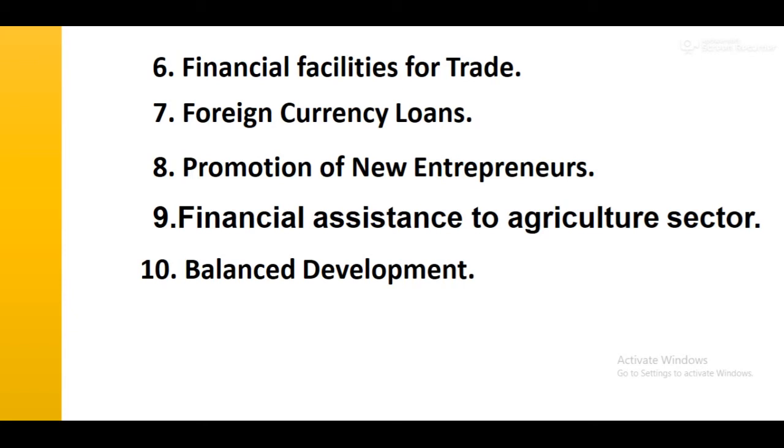Apart from those points, financial facilities for trades: commercial banks help in financing both internal and external trades. The bank provides loans to retailers and wholesalers to purchase goods in which they deal. They also help in the movement of goods from one place to another. Banks provide all types of facilities such as discounting and accepting bills of exchange, providing overdraft facilities, issuing drafts, etc.